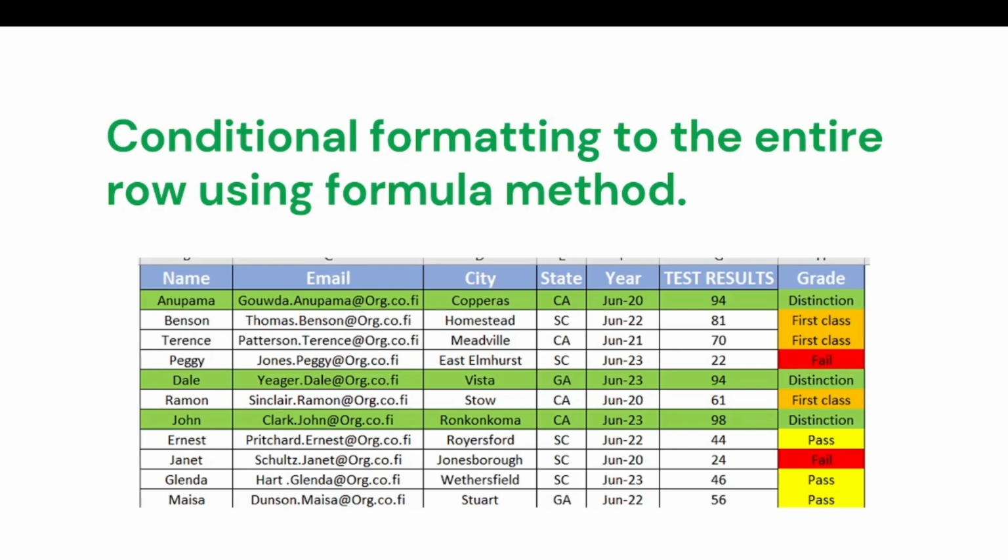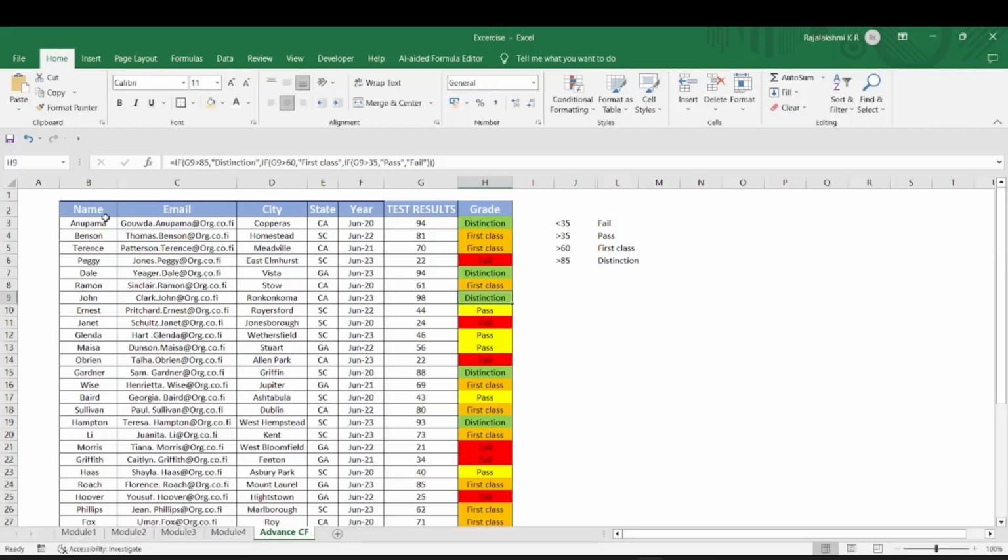Next, let's learn how to do conditional formatting to the entire row using the formula method. Let's use the same student's grade table. Here we see that the conditional formatting is already applied on this column. My requirement here is, if I see distinction in this column, I want the whole row, including the name of the student, to be highlighted in any color. Let's see how to do that.